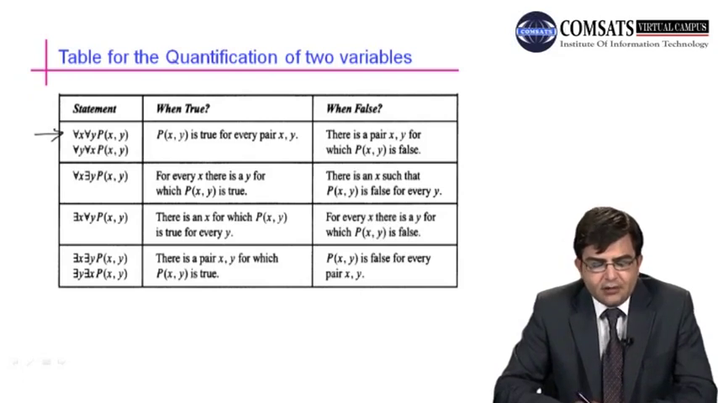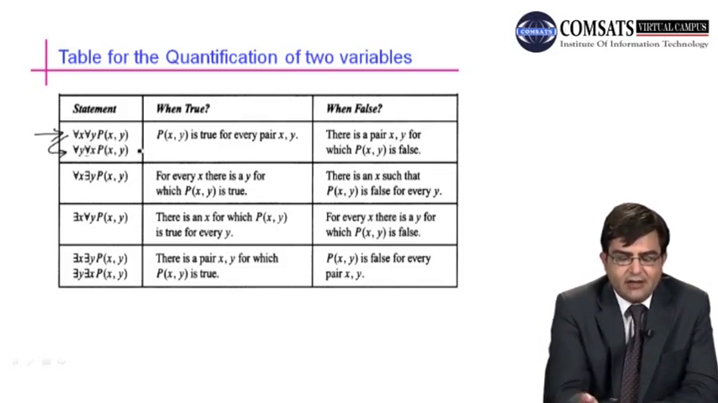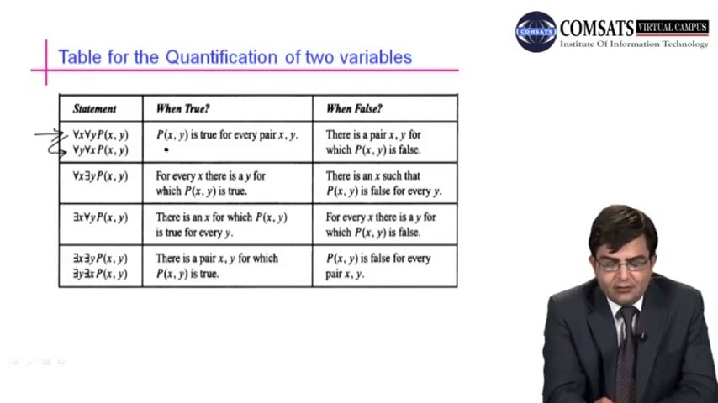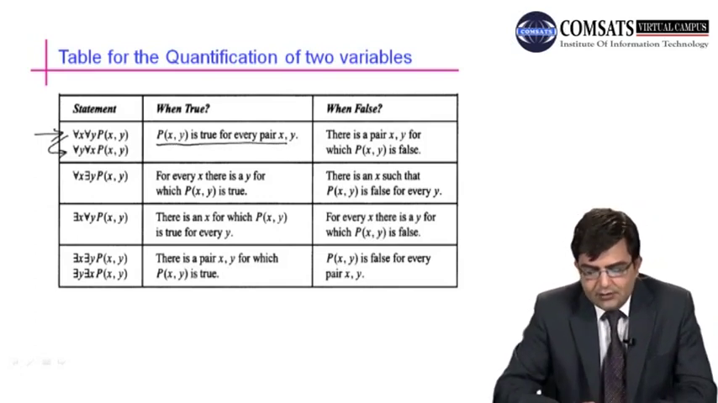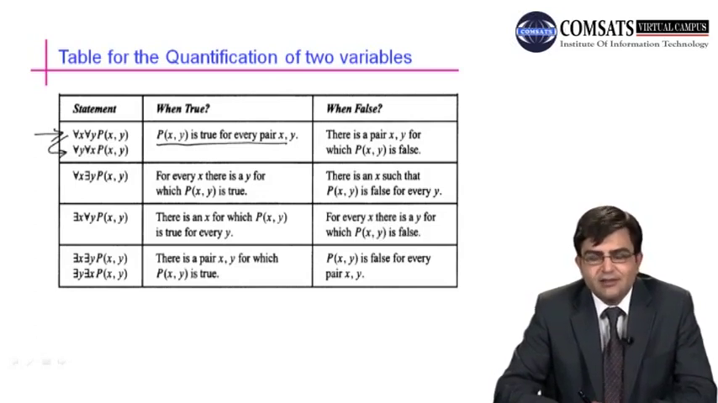The first statement is for all X, for all Y, P of xy. Basically this is equivalent to this. We can say for all Y, for all X, P of xy. So when this statement will be true, P of xy is true for every pair xy. So here we have two universal quantifiers, for all. For every X, and for every Y, P of xy is true.